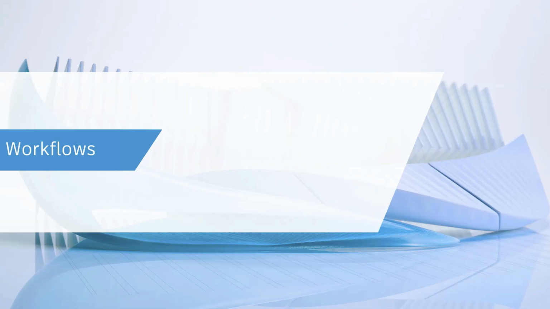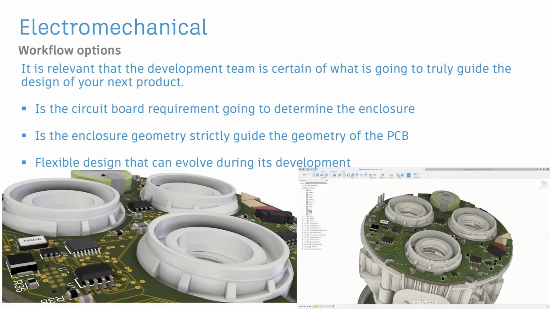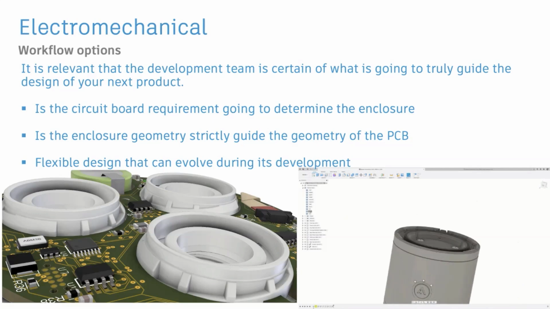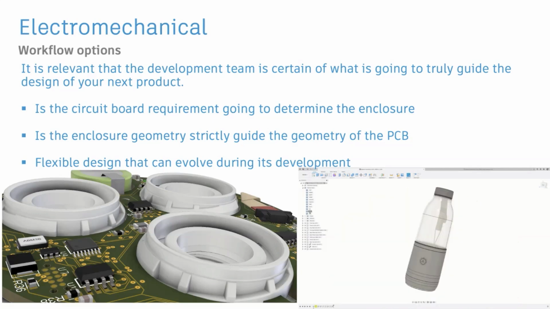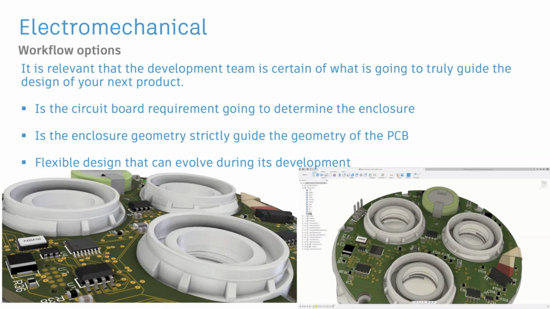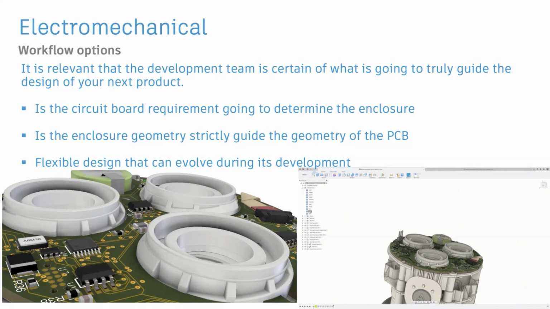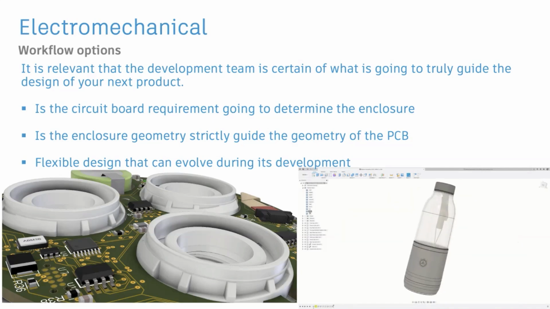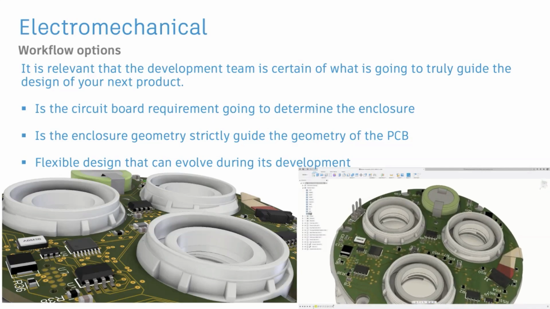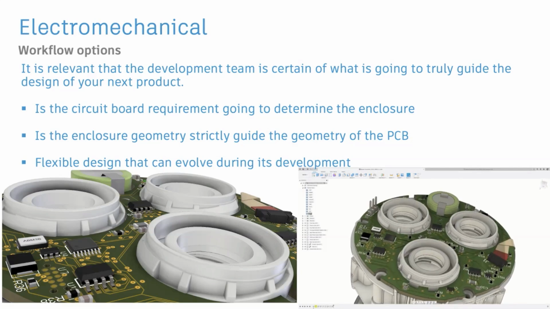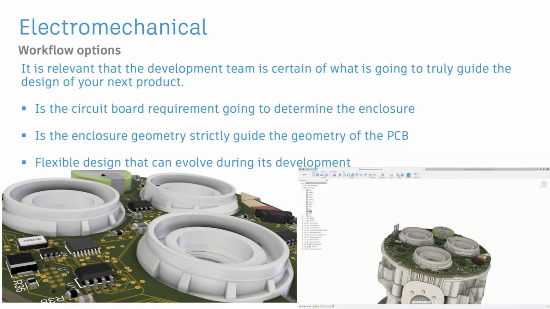Now, let's just review some electromechanical workflows that we currently have using Fusion 360 and Fusion 360 Electronics. Some of the electromechanical workflow options are relevant to the development team in certain aspects of what is going on and truly guide the design of the next product. Now, here are the three main questions. These are the main ones, not the only ones. Is the circuit board requirement going to determine the shape and the size of the enclosure?